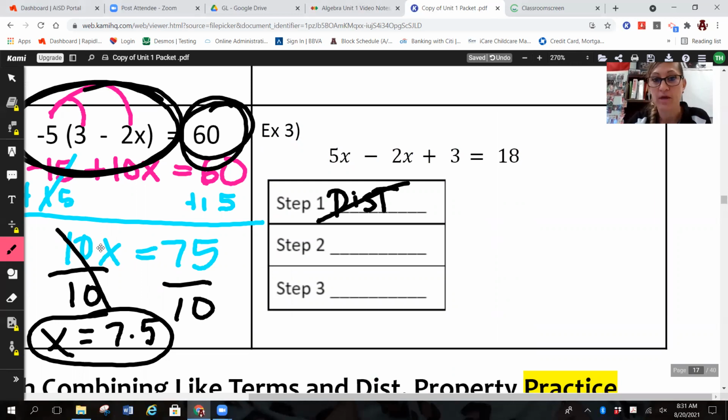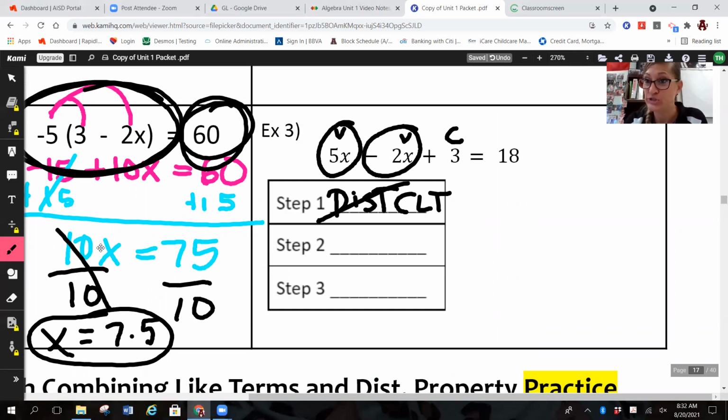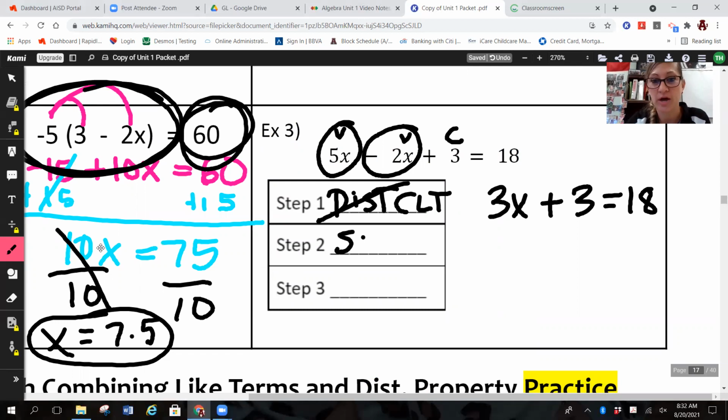No, we don't. Do we see combined like terms? Yes, we do. I noticed that this is a variable, this is a variable, and this is a constant. I need to combine the like terms. In this case, this and this are like terms. 5x minus 2x makes 3x. Okay, what do I see? I see a plus 3. What do I do? I'm going to subtract 3.